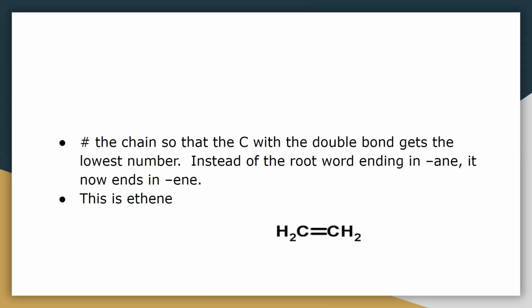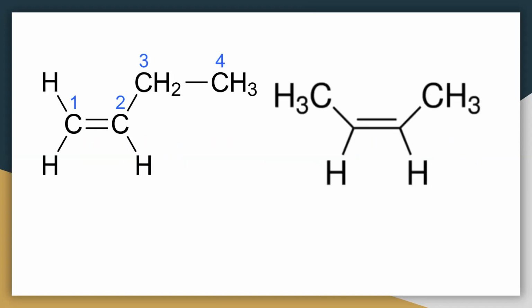Okay, so we're going to do a couple. You don't have to have a number here for ethene, because there's only two carbons to stick it in between. So there's really no doubt as to where the double bond goes. However, for something like this, there's a little bit of a doubt where the bond goes. So let's do a couple of these.